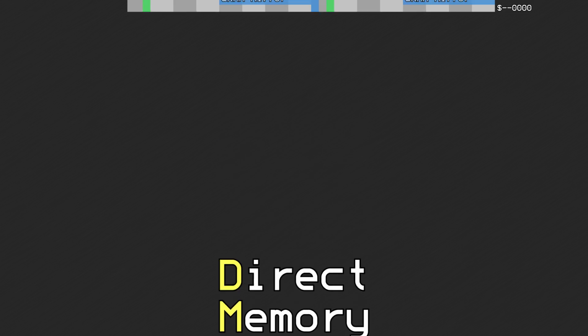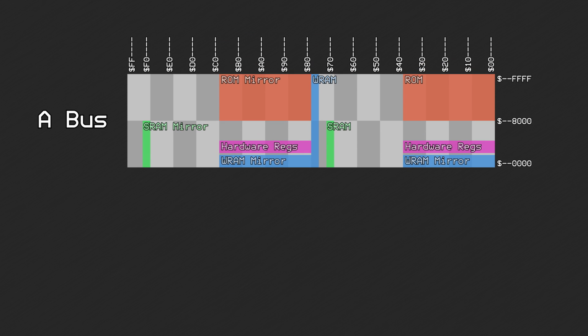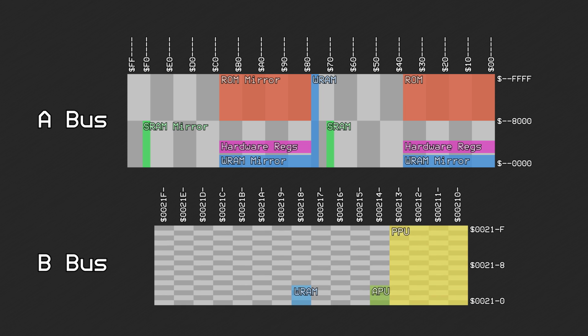More specifically, it allows transferring data between the A bus, aka CPU space, aka anywhere in the 24-bit address space, and the B bus, aka PPU space, aka any of the 256 registers of 2100 through 21FF. The reason why it is so fast is because it directly connects the data's source to its destination with no middleman, which would normally be the processor.